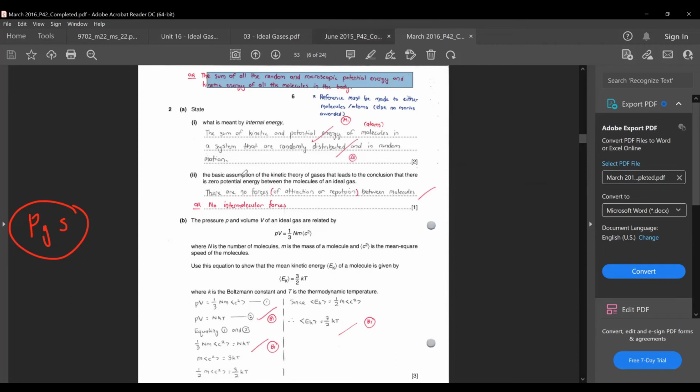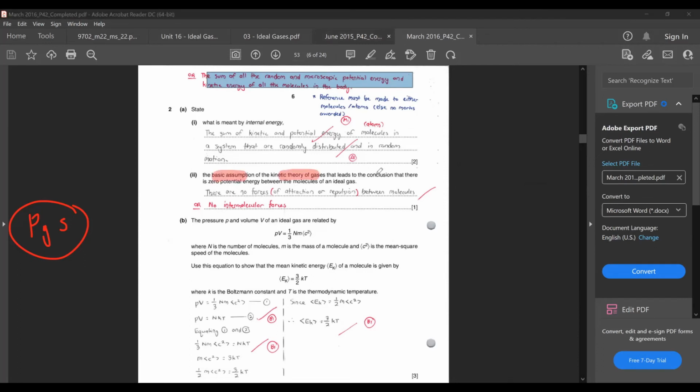Now, part 2, the basic assumption of the kinetic theory of gases that leads to the conclusion that there is zero potential energy between the molecules of an ideal gas, right? They're asking you to state what is the assumption of kinetic theory of gases that led you to conclude that there's no potential energy between molecules. What tells you that there's zero molecular potential energy? This one I've mentioned before is mainly due to the fact that your molecules do not have forces between them. There are no forces between the molecules, or you can just simply say there are no intermolecular forces. This one is pretty straightforward. Okay, this one is all right.